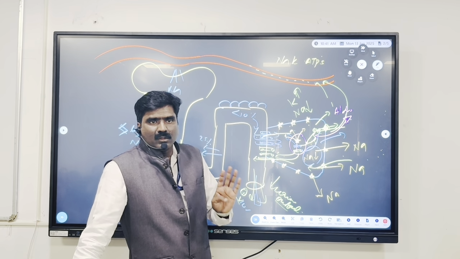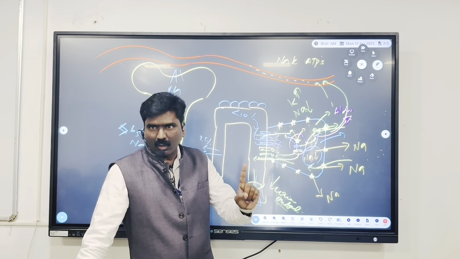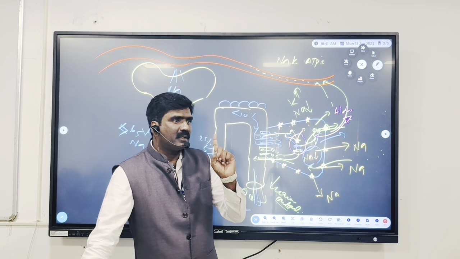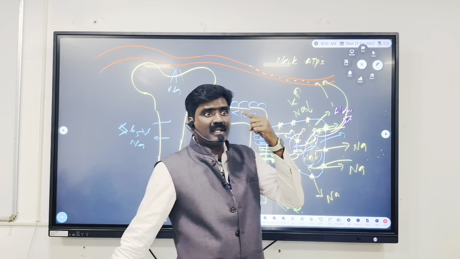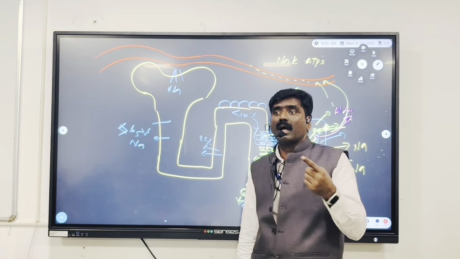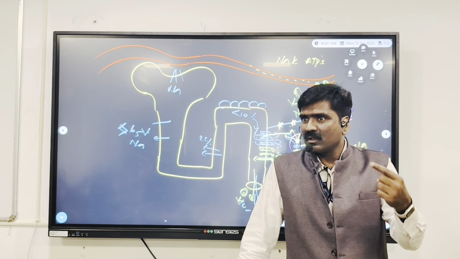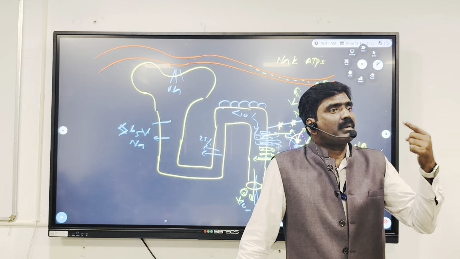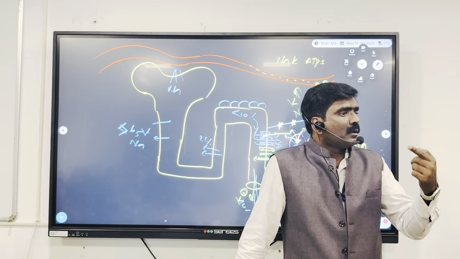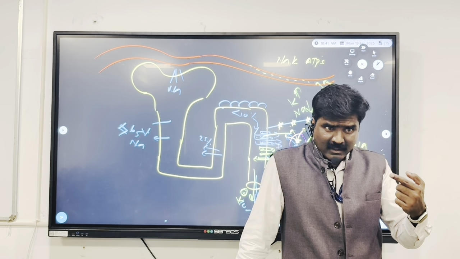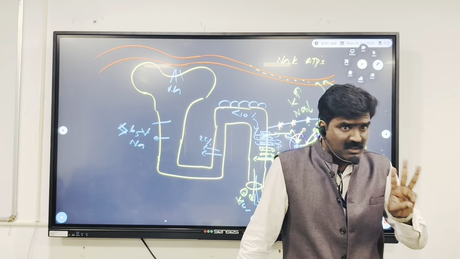Are you clear? So A2 binds with the adrenal cortex. Again I am repeating: A2 binds with the adrenal cortex, and the adrenal cortex releases... in which layer of the adrenal cortex? Zona glomerulosa is stimulated. Aldosterone is released. Aldosterone binds with the principal cells because they have the receptor.